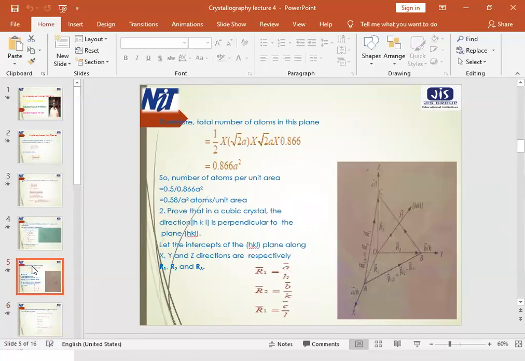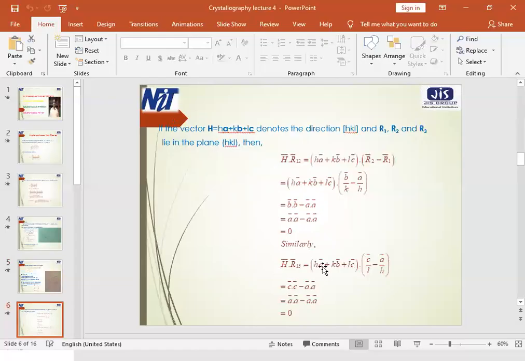Just recall what R13 is. R13 is between R1 and R3. So due to that, we will put the value of H, H A plus K B plus L C, into R13. R13 means vector R3 minus vector R1. So R3 will be written as C by L and R1 will be written as A by H. So due to this, the product will be C dot C minus A dot A.